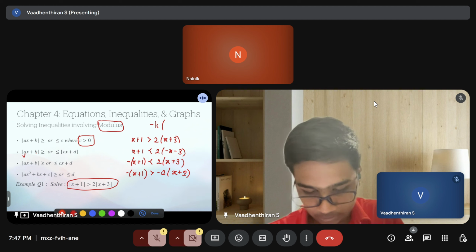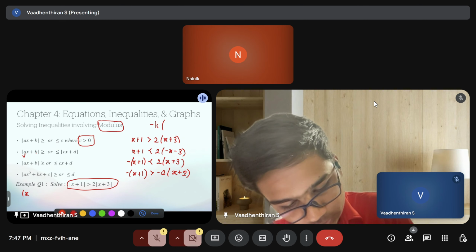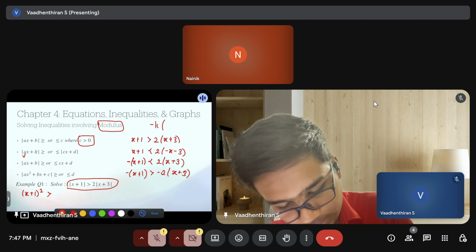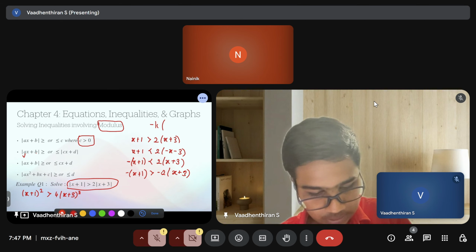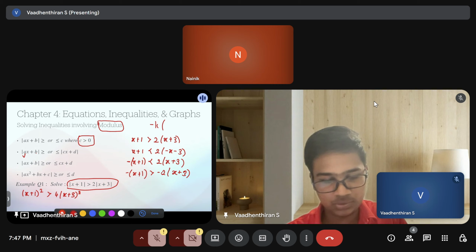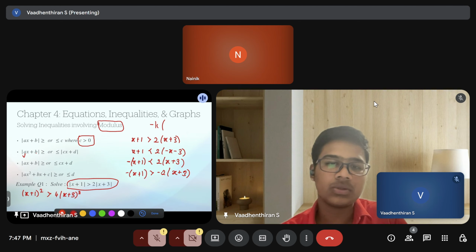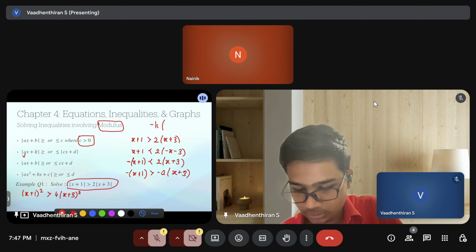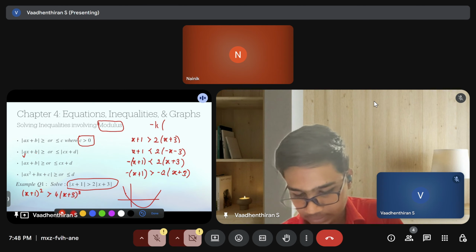I'll just do it once for the recording purposes. Here you just square the x plus 1, greater than 4 times x plus 3 squared, because 2 squared is 4. Then you can solve it as a quadratic function. Find the roots of the quadratic, then draw the quadratic like this and find the range. If it's greater than, you shade the top part. If it's less than, you shade this part.